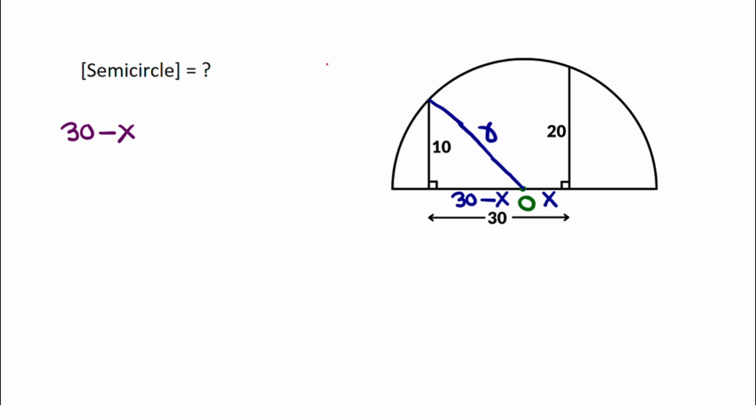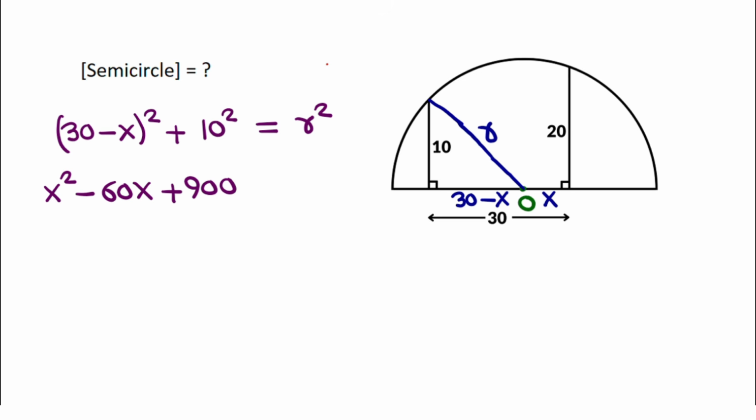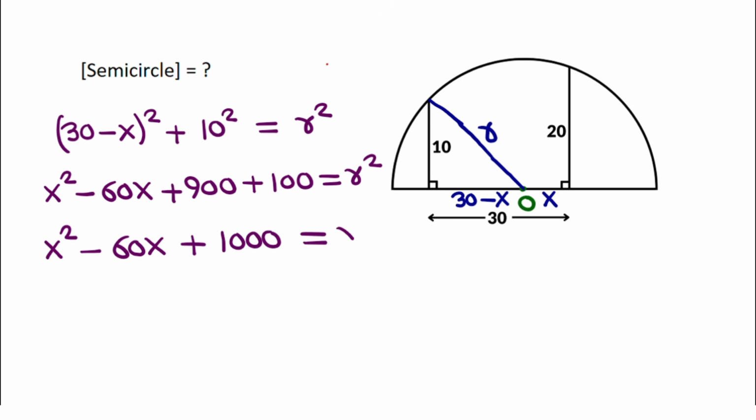30 minus X whole squared plus 10 squared equals R squared. Expand it. You get X squared minus 60X plus 900 plus 100 equals R squared. Simplify it. X squared minus 60X plus 1000 equals R squared. Keep that for a moment.